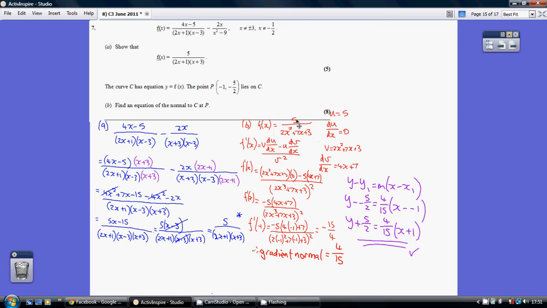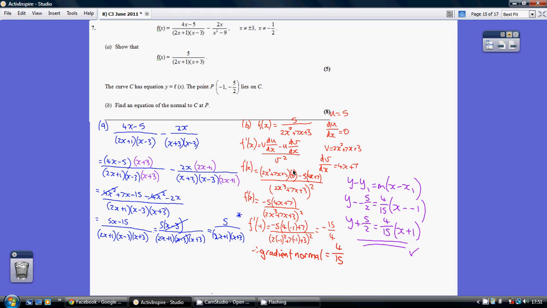So u is 5, v is 2x squared plus 7x plus 3, du/dx is therefore 0, dv/dx is 4x plus 7. Substituting it into the formula, v du/dx minus u dv/dx all over v squared, we get this. Obviously this is being multiplied by 0, so that term goes. So our numerator comprises minus 5 times 4x plus 7, and that is our denominator.